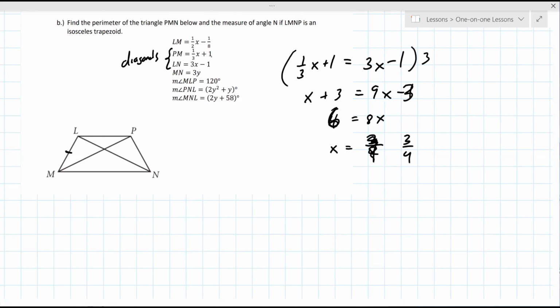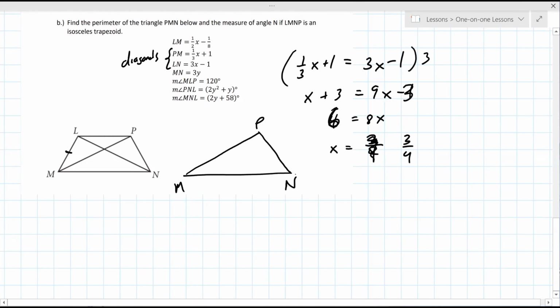Okay, great. The thing that we're trying to find, the PMN. You get 3/4 equals x. Yes. The reason we do all that, we need P to M. P to M is the 1/3 x plus 1. Great. LM is the 1/2 x minus 1/8. It's the same as PM. So we have that. We can put 3/4 back in each of these. To get MN though, it's 3y. Well, we need y, which we don't have yet.